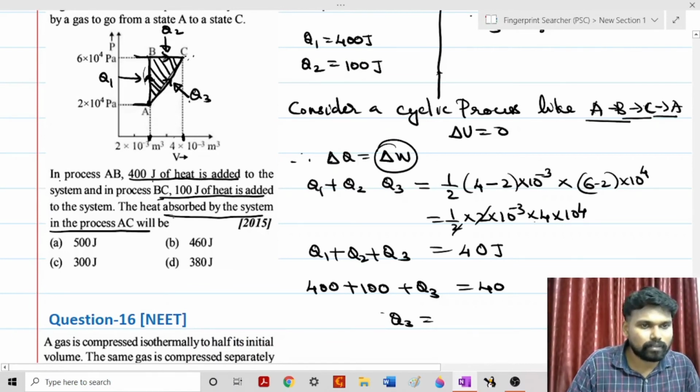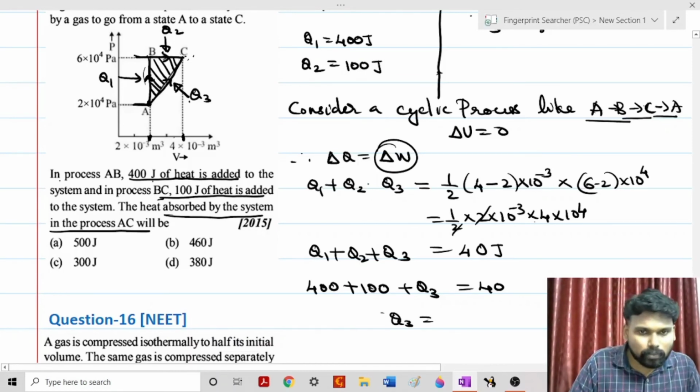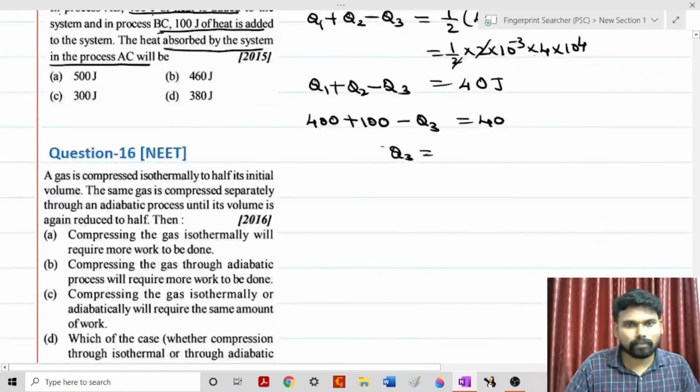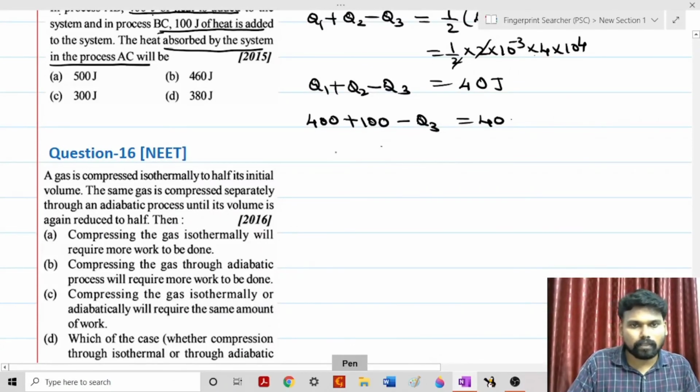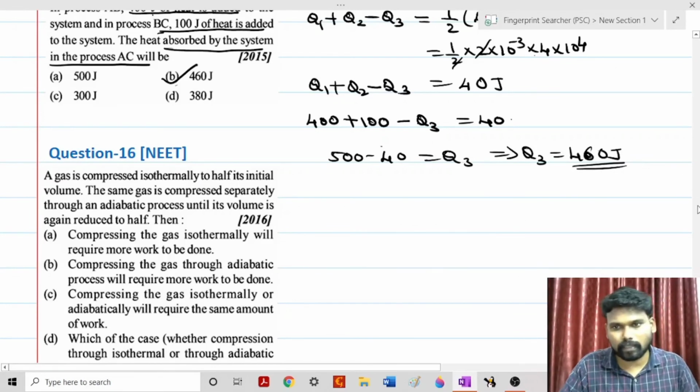When I take from A to C, heat will be absorbed. It is given in the question. So when we come from C to A, the heat will be rejected. So it is better to put a minus sign here. Otherwise, you will have an additional minus sign. No problem, but you have to keep that in mind. So Q3 will be what? When it is taken to the right hand side, it is 500 minus 40 is equal to Q3, which implies Q3 is equal to 460 joule. Okay, so this is the answer. I think it is clear to you.